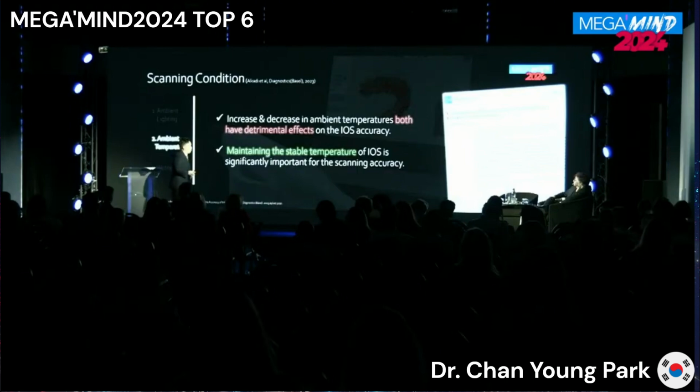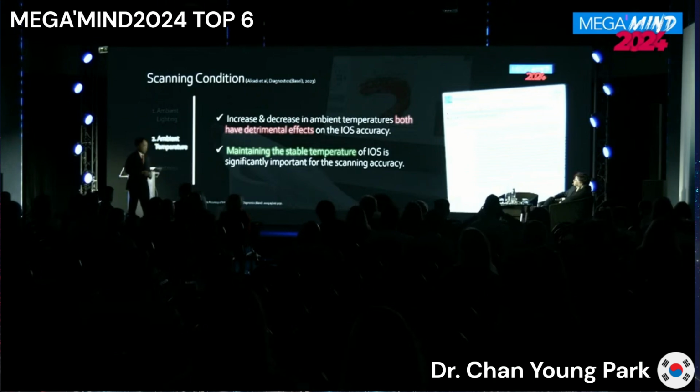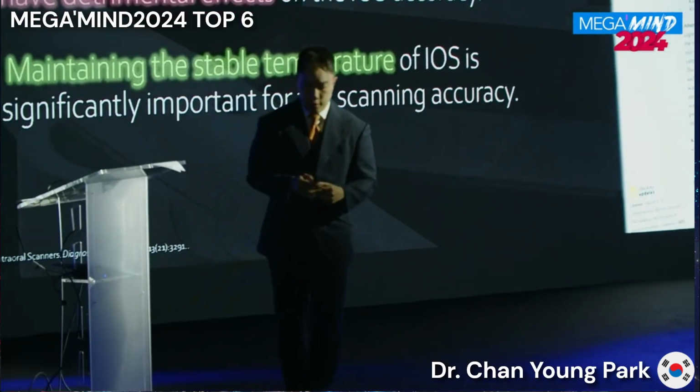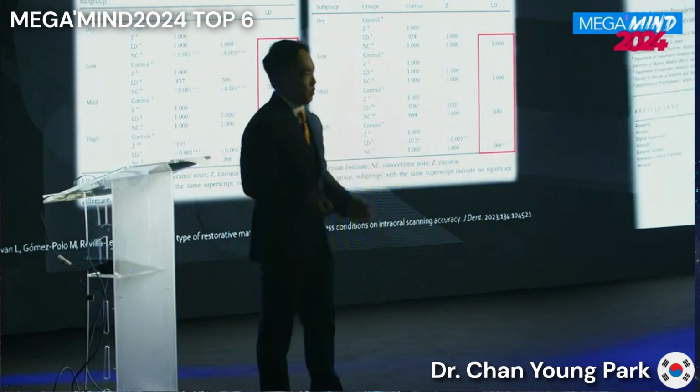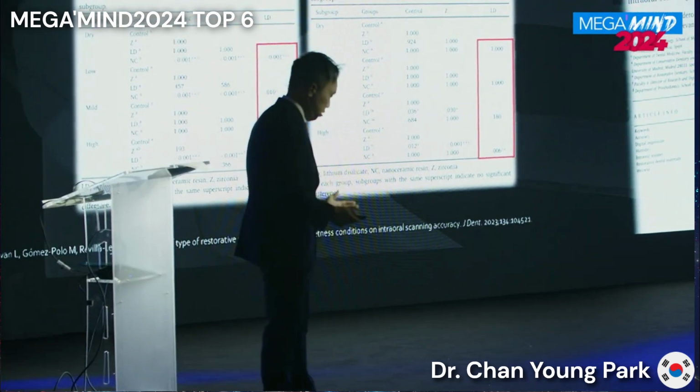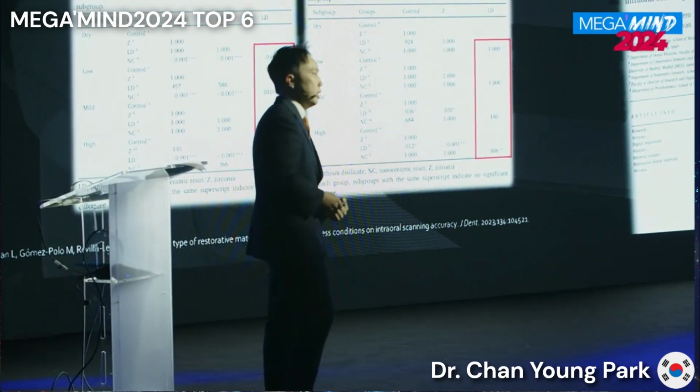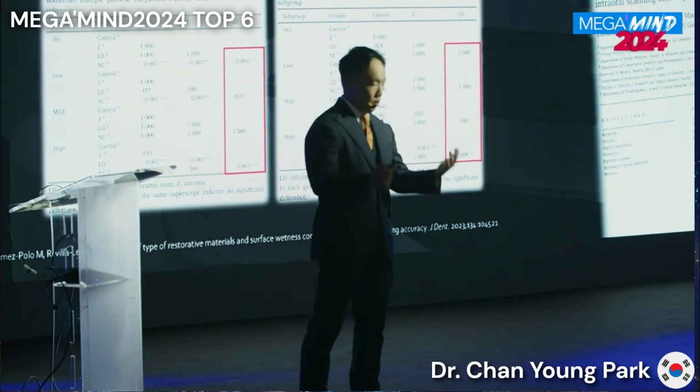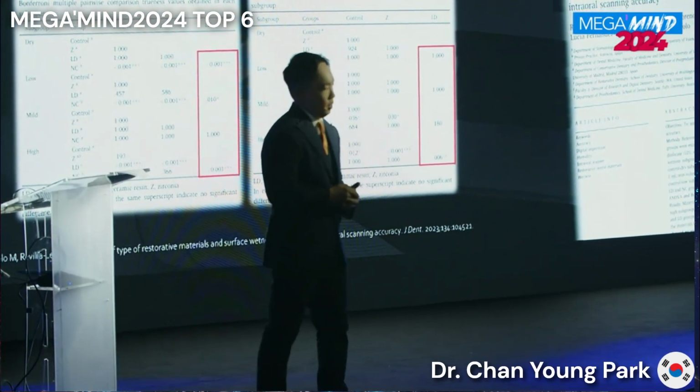And the ambient temperature. Changes in the surrounding temperature of the scanning environment will undermine the scanning accuracy. So it would be advisable to keep the surrounding temperature stable enough. And of course, the scan surfaces have to be dried enough to minimize the reflections and to maximize the scanning accuracy. Basic stuff, but very important.